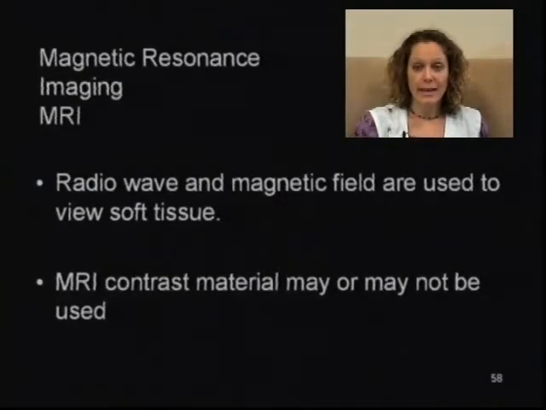MRI, magnetic resonance imaging, is another way that we can diagnose injuries of the musculoskeletal system. Radio wave and magnetic field are used to view soft tissue, and MRI contrast material may or may not be used. So if you're ever working in an environment where you are responsible for ordering MRIs, it's always very important to ask the physician if he or she would like that with or without contrast.